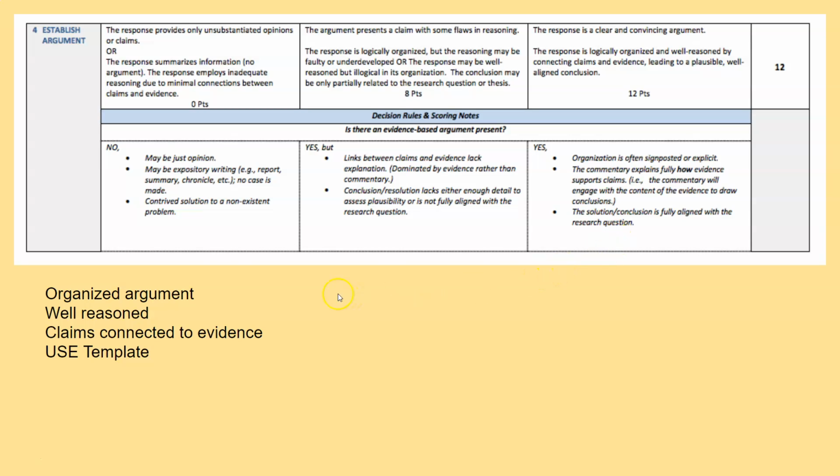All right. It's an organized argument. It's well-reasoned. The claims are connected to the evidence. And you're going to use that template, which we'll talk about at the end of this lesson, but also it is loaded onto Schoology, so you can take a look at it in case you left it at school.